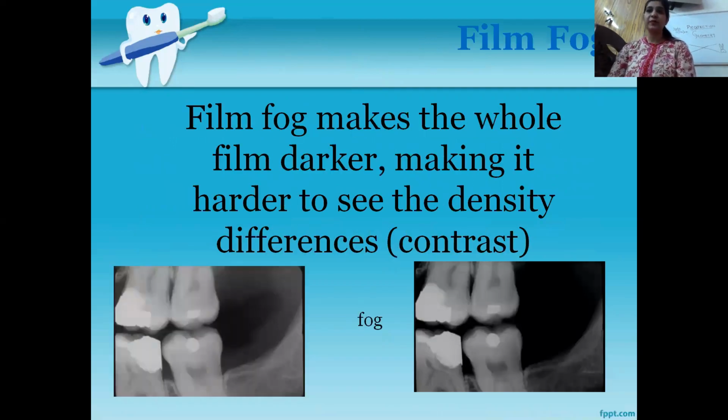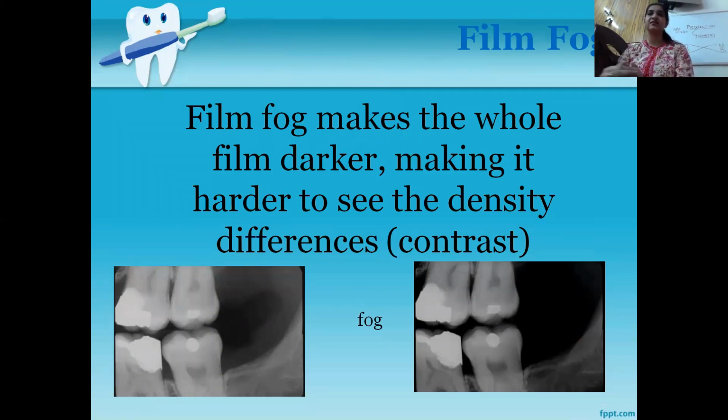Film fog makes the whole film darker, making it harder to see density, and there is a difference in the contrast. So over here we can see the whole film has become dark, and we cannot appreciate where the problem of secondary caries is in this radiograph. We cannot see the more shades of gray. The whole film is dark and hazy.